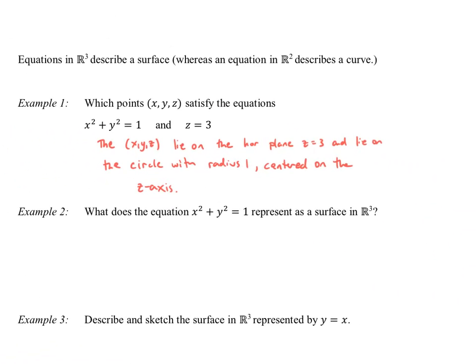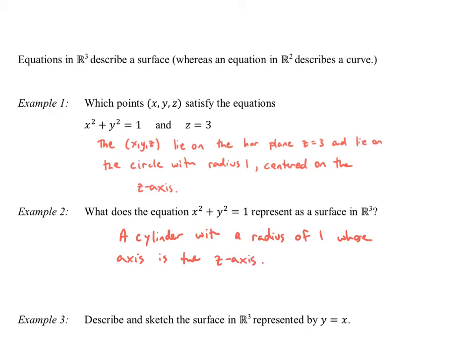Now, with example 2, we basically answered it as we built our answer for example 1. So if we were to answer 2, I'd say this is a cylinder with a radius of 1 whose axis is the z-axis, something like that, okay?